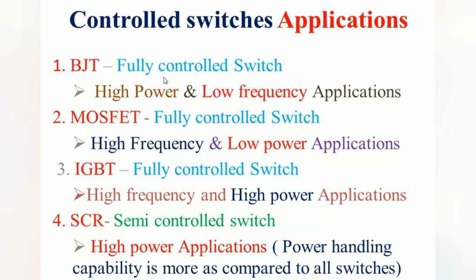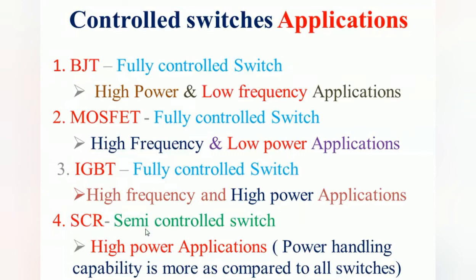So BJT is a fully controlled switch. It is mainly used for high power and low frequency applications. And MOSFET is a fully controlled switch. Again, it is used for high frequency. BJT means high power application. MOSFET means high frequency application. And IGBT is a fully controlled switch. IGBT, as already said, is a combination of BJT and MOSFET, so that it is used for both high frequency and high power. BJT is high power, and the MOSFET is high frequency. IGBT is a combination of both, so it is used for high frequency and high power applications.